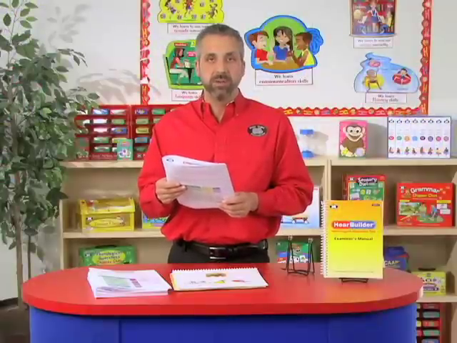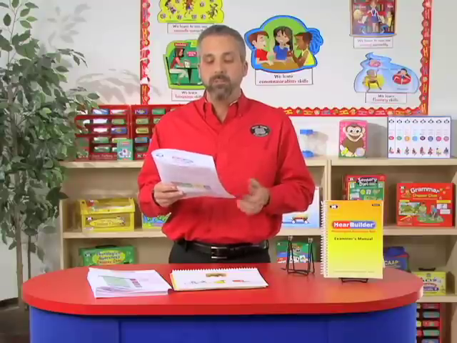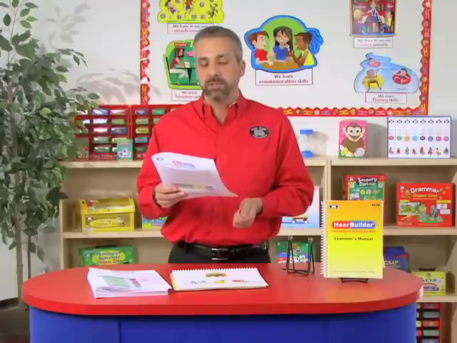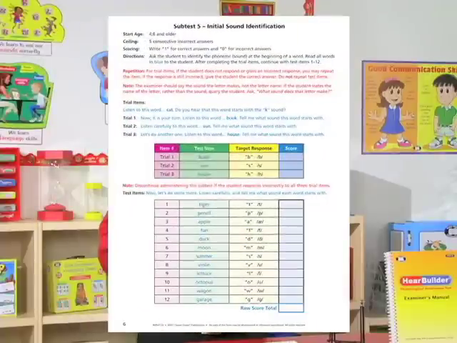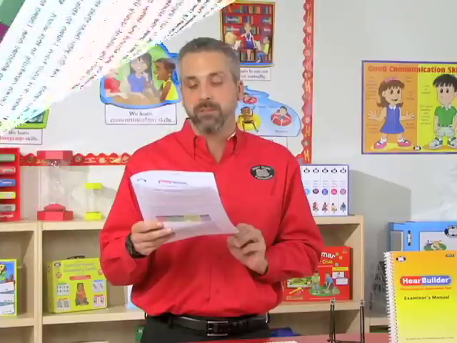Now we're going to get to subtest 5. This is going to be initial sound identification. Again, everything just straight from the record form. This is for ages 4.5 and older. I'm looking at 5 consecutive incorrect answers as my ceiling. I'm going to ask you, listen to the word cat. Do you hear this word starts with the ka sound? Now it's your turn. Listen to this word, book. Tell me what sound this word starts with.